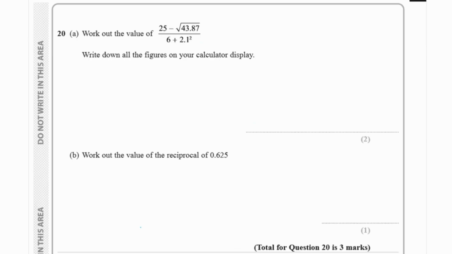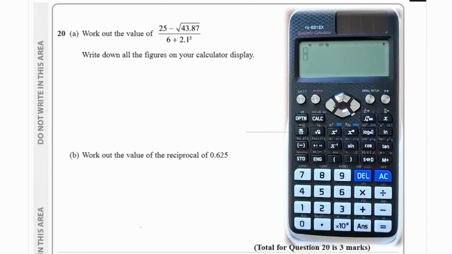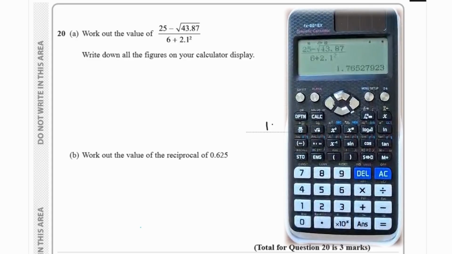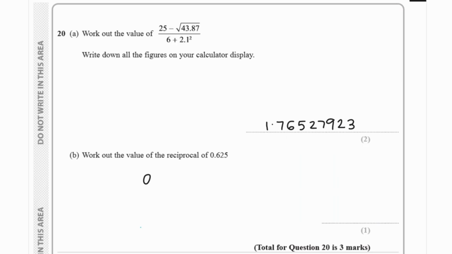Question 20. Work out the value of 25 take away root 43.87 over 6.21 squared. Write down all the figures on your calculator display. So for this, we can simply put this into our calculator. So we will put 25 minus the root of 43.87 over 6.21 squared. And we can write down all the values on the calculator display, which is 1.76527923.